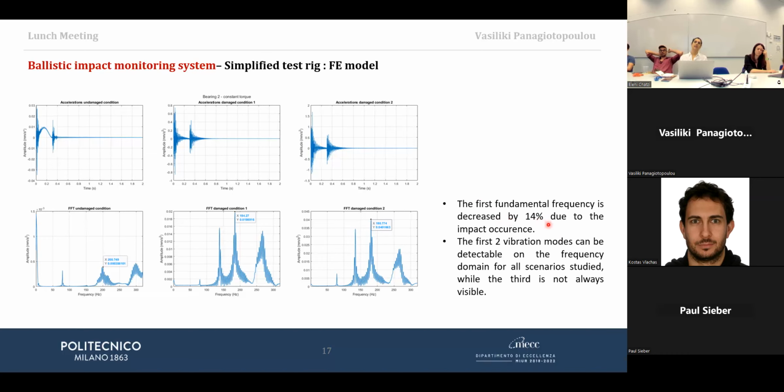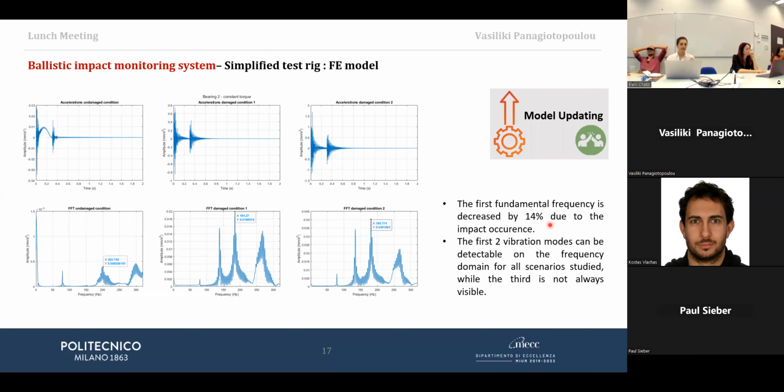But again, model updating is really significant because we understand that there are significant variations between the data obtained from the experimental test tree and the data from the model.